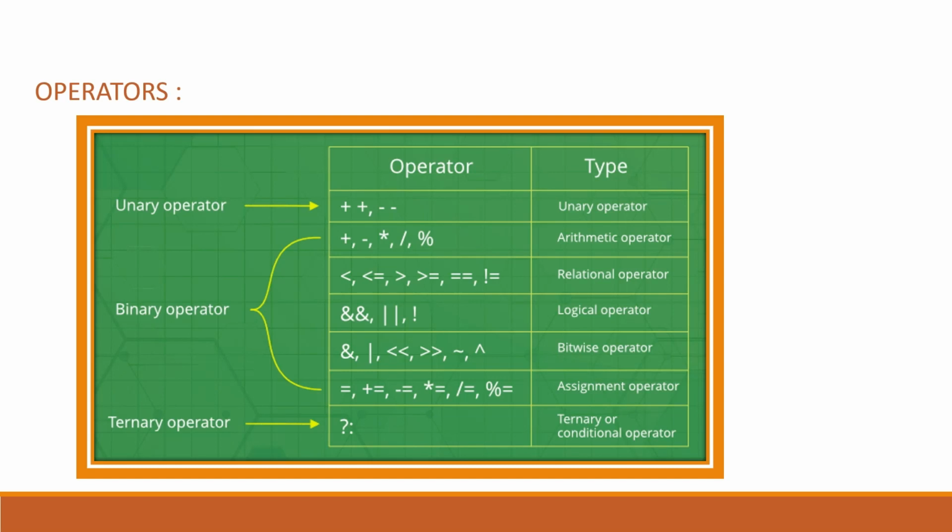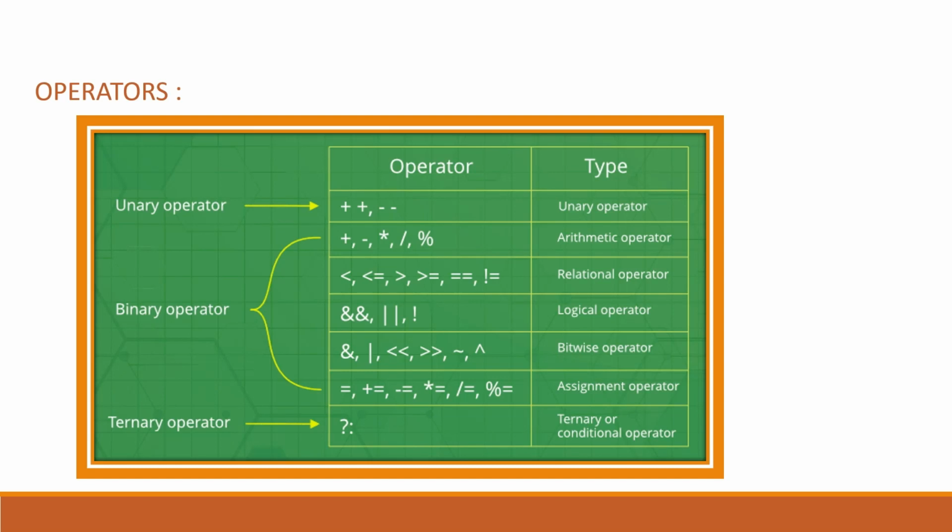Then binary is divided into five types: arithmetic, relational, logical, bitwise, and assignment. Arithmetic uses two operands, that's why we call it a binary operator: a plus b, a minus b, like that. Relational means a less than b, a less than or equal to b, like that. Logical is basically and, or, not. Bitwise operators are for operations at the bit level. The assignment operator is used for assignment: a equal to b, or a is assigned the value 5, like that.